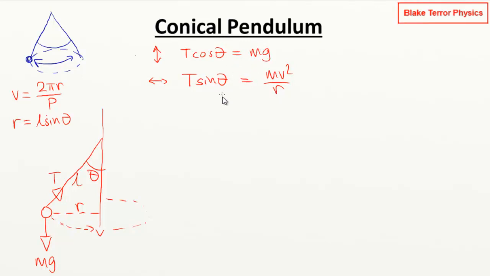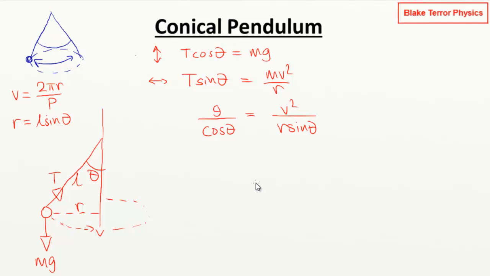So that's going to be useful. T divided by m is g divided by cos theta. So that's got to be T over m on the other side, from the second equation. So that's v squared over r sine theta. So they've got to be equal.